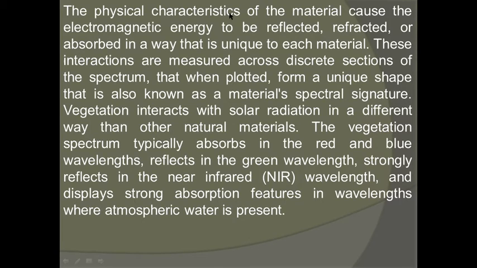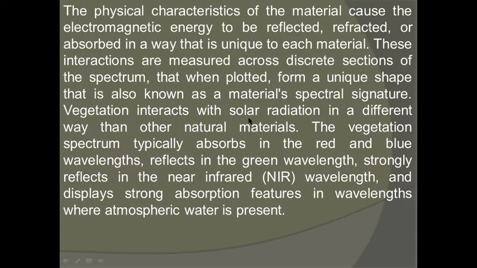The physical characteristics of the material cause the electromagnetic energy to be reflected or absorbed in a way that is unique to each material. These interactions are measured across discrete sections of the spectrum that, when plotted, form a unique shape that is also known as the material's spectral signature.